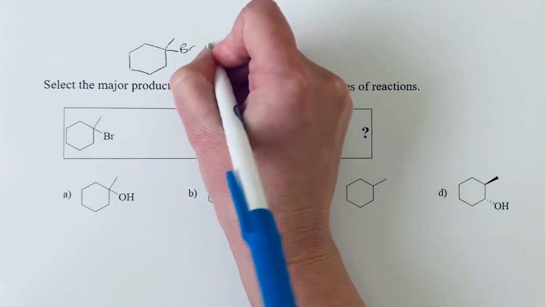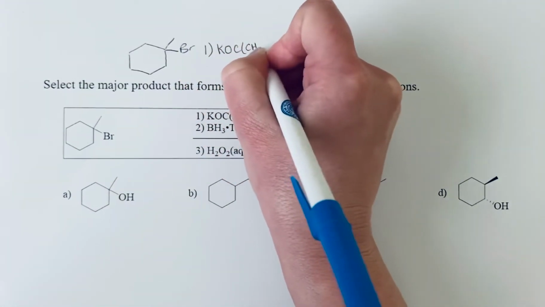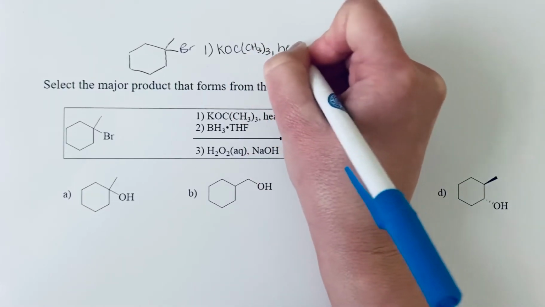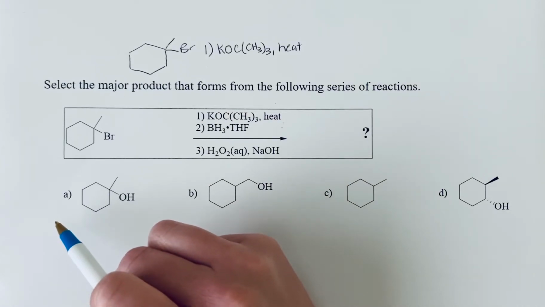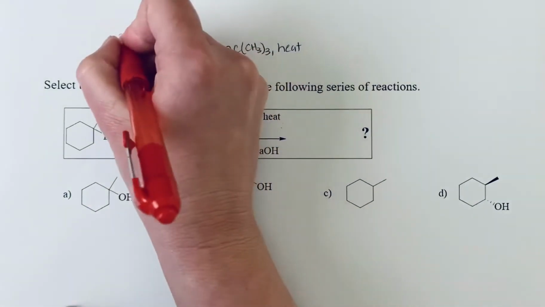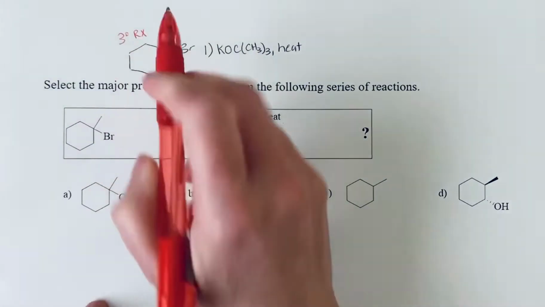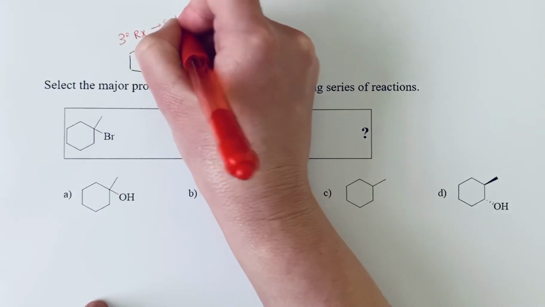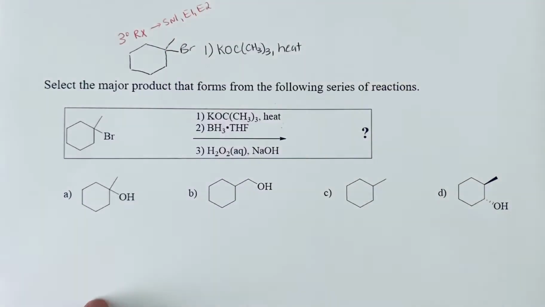So in the first step, you have potassium tert butoxide and heat. So the reactions of alkyl halides, these are substitution reactions and elimination reactions. So with a tertiary alkyl halide, you are likely to see either SN1, E1, or E2 reactions. So it's going to depend on what we're reacting it with.